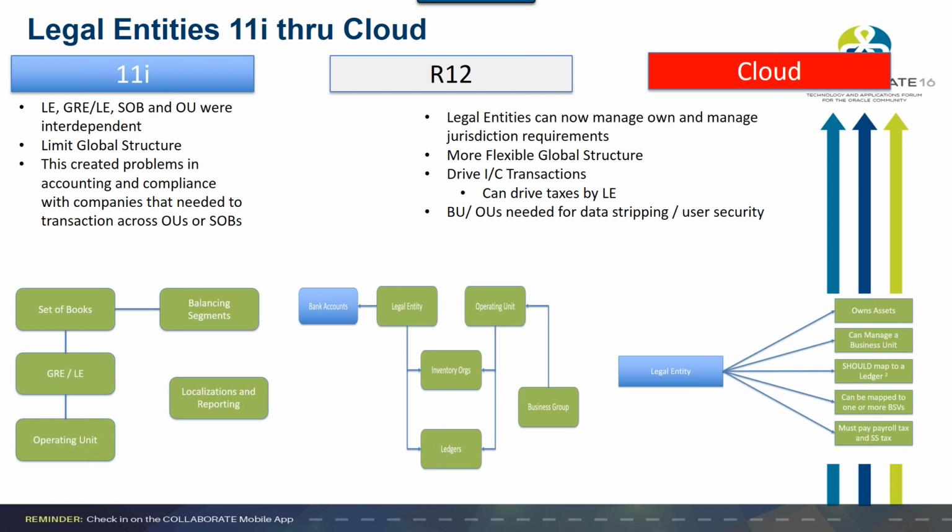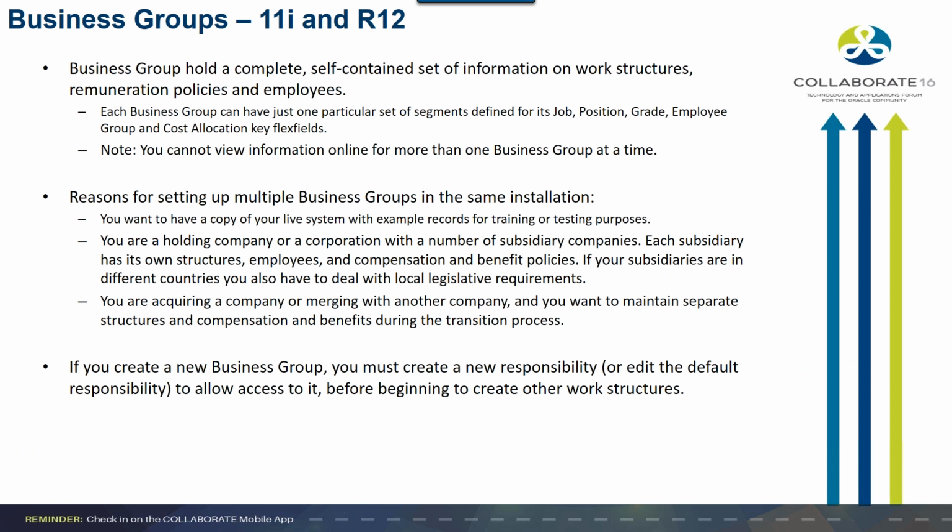In R12 and cloud, they are now decoupled. So legal entities can manage and own jurisdictions and they manage requirements. However, they allow for more flexible global structure. The main things legal entities do in both R12 and cloud is they drive intercompany transactions. They can also be used to drive taxes. So great functionality that came out in 12 that is available in cloud. You could have a functional currency and functional taxation that is different within the same ledger.